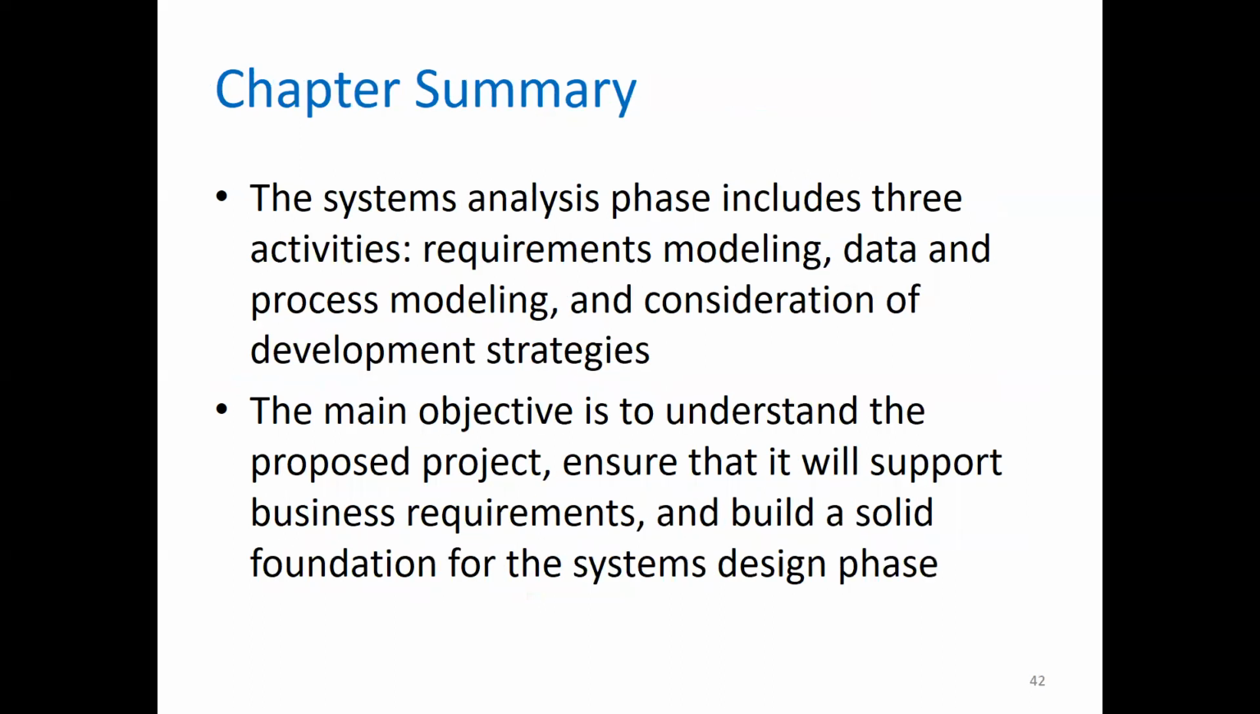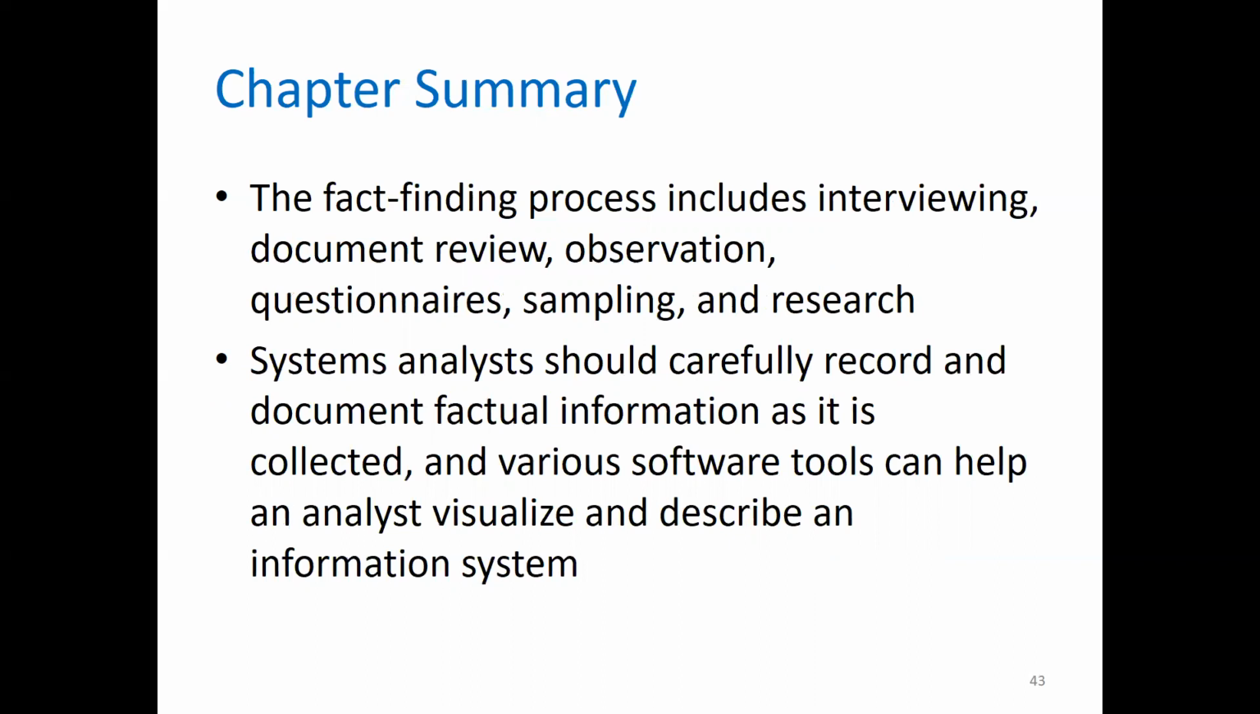Chapter summary. The systems analysis phase includes three activities: requirements modeling, data and process modeling, and consideration of development strategies. The main objective is to understand the proposed project, ensure that it will support business requirements, and build a solid foundation for the systems design phase. Now, that is the definition for requirements modeling. The fact-finding process includes interviewing, document review, observation, questionnaires, sampling, and research. So these are the generic six types of fact-finding techniques. In fact, there are more in the notes, but learn these six.